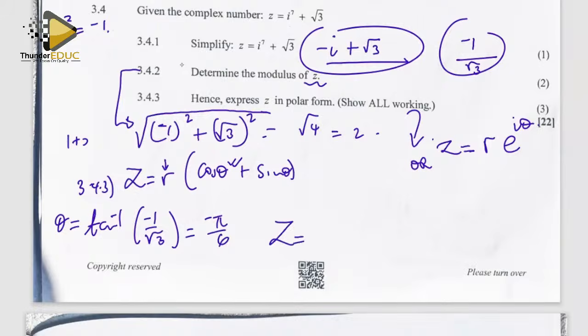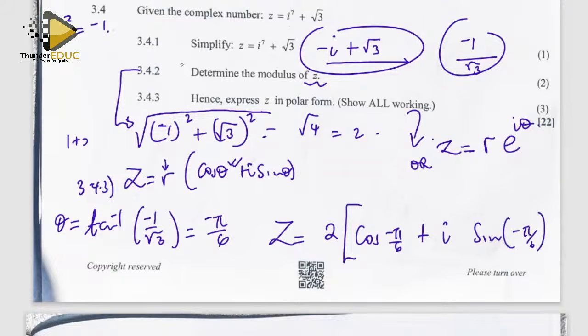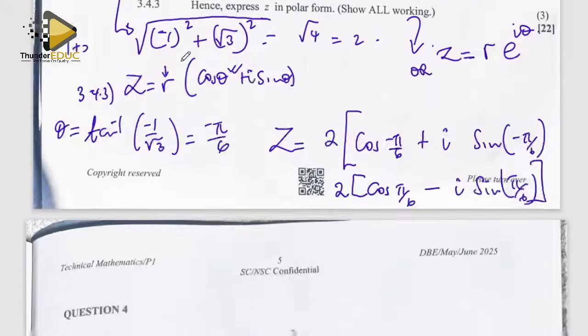So z is going to be 2, okay, into, we have the cos of negative pi over 6, which is also the same as the cos of pi over 6. And then plus, okay, we have I, the sine of negative pi over 6. So with your basic trig, you could just have something like 2 into the cos of just pi over 6 minus I, the sine of pi over 6. So that is what the question was asking for.